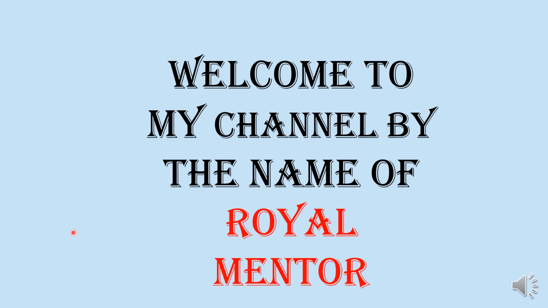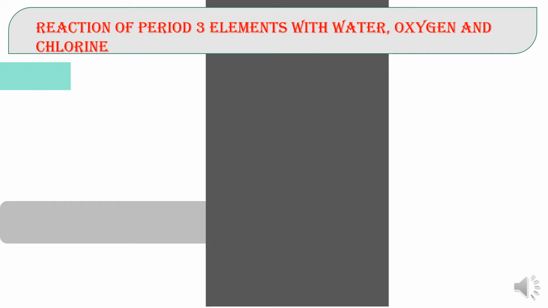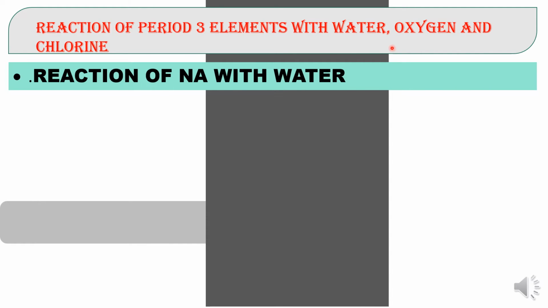Today in this video we are going to study about reaction of period 3 elements with water, oxygen and chlorine. In the previous videos we had already studied the physical and atomic properties of period 3 elements. Today in this video we will discuss about the chemical properties of period 3 elements. So the chemical properties of period 3 elements are of three types: reaction with water, reaction with oxygen and reaction with chlorine. Out of these three chemical properties we will study about the reaction of period 3 elements with water.